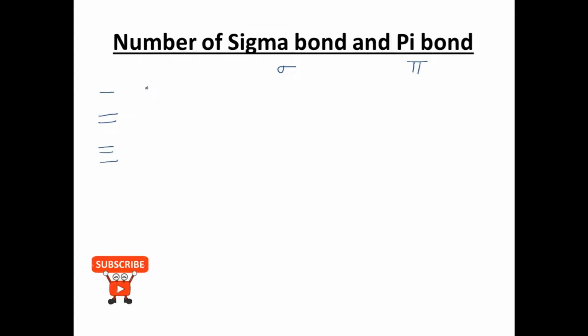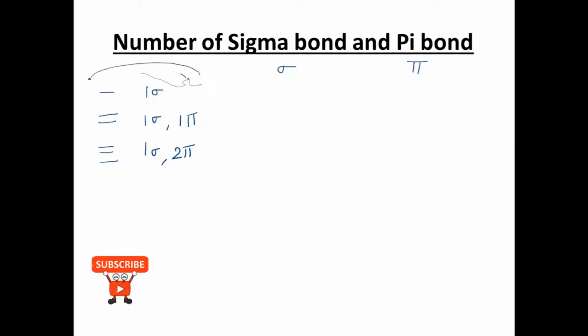In single bond, there is one sigma bond. There is no pi bond. In double bond, there is one sigma bond and one pi bond. Whereas in triple bond, there is one sigma bond and two pi bonds. Please children, understand this thing.